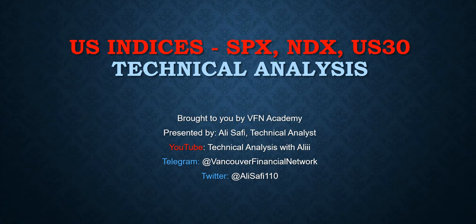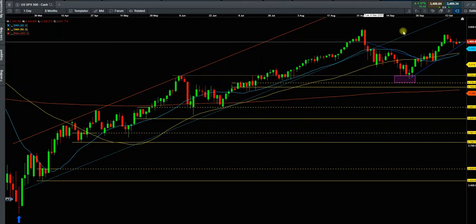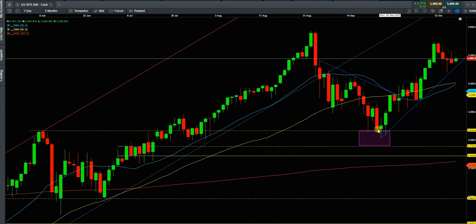Let's go to the chart, see what the chart tells us. Okay, let's start with the S&P 500. Here's the daily chart for the S&P 500, and as you see here, we had a retracement to this level, 3234 and 3178, which was a very strong support area. As you see, lots of price action happening here and lots of support, and we can call this a major support area.